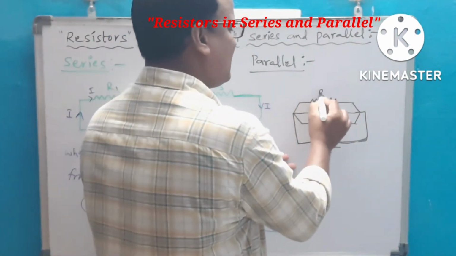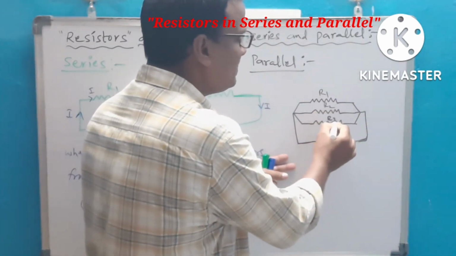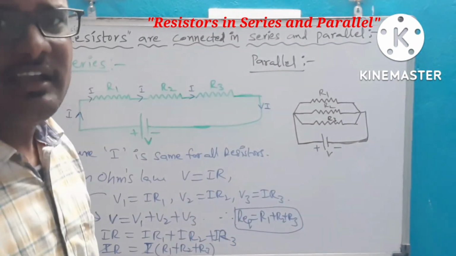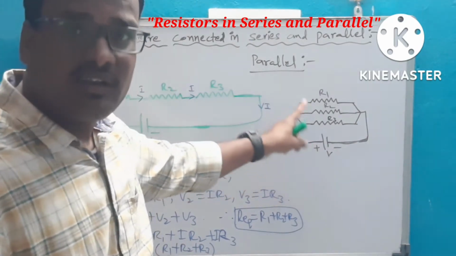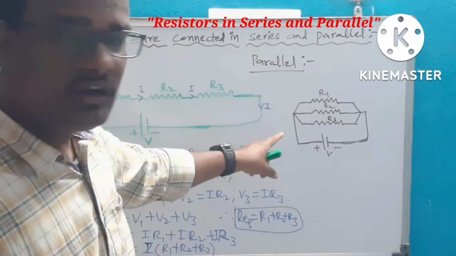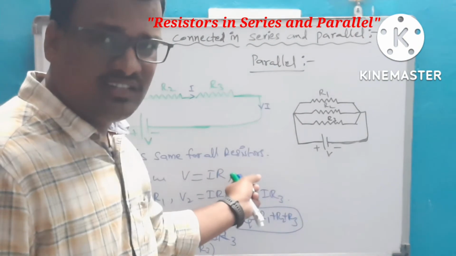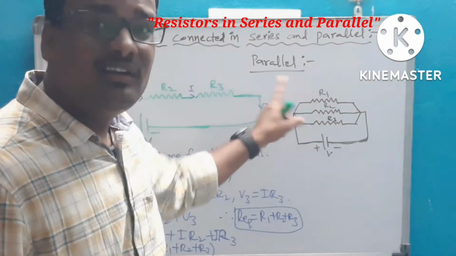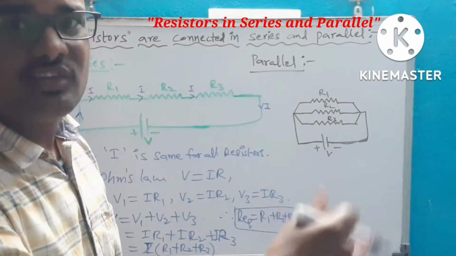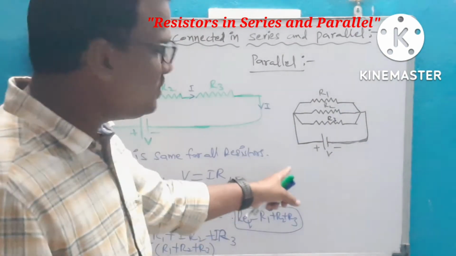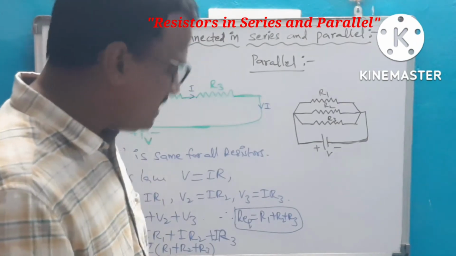Here this has the resistance R1, this has R2, and this has R3. For example, I can take 3 resistors and connect those 3 resistors to the battery terminals like this. This combination is called a parallel combination. All the starting ends of the resistors are connected to the positive terminal, and all the second or last ends of the resistors are connected to the negative terminal of the battery.